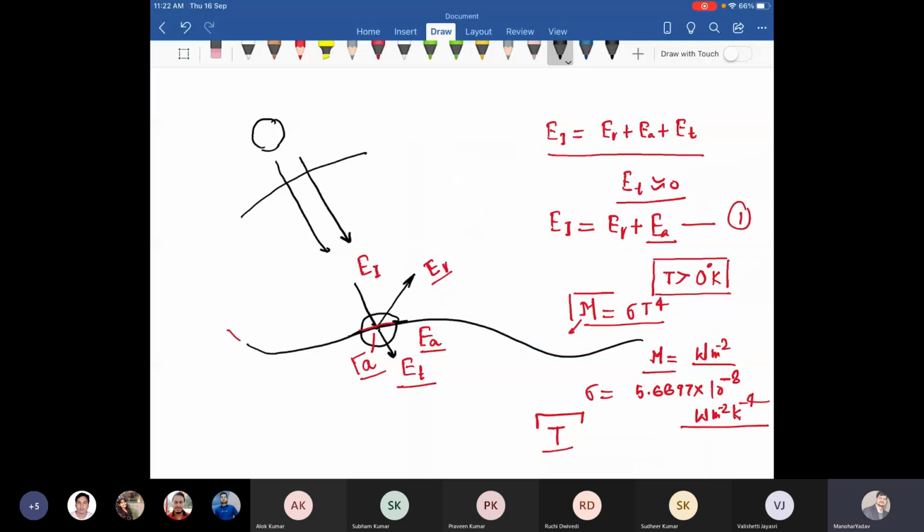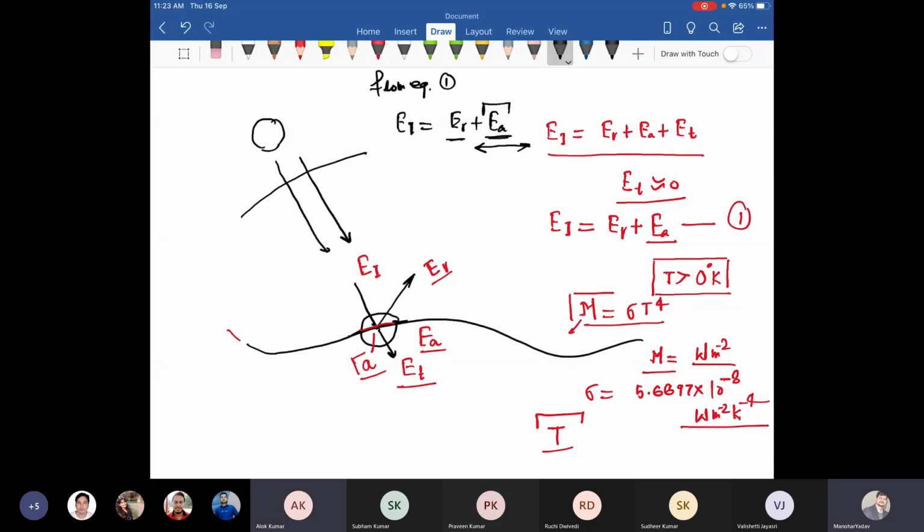Okay, so from the first equation, if I write over here, what is the role of the absorbed component? ER is the reflected component, and EA is the absorbed component at point A. What is the role of EA over here? What will happen if the material absorbs the energy?